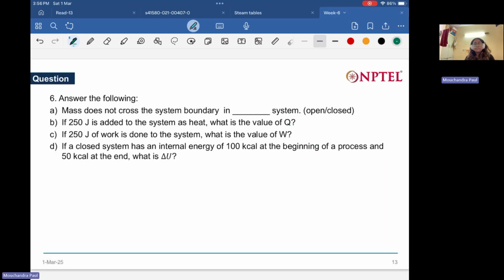Here are a few simple questions based on what we just understood. So first question: mass does not cross the system boundary in, underline, closed or open system.